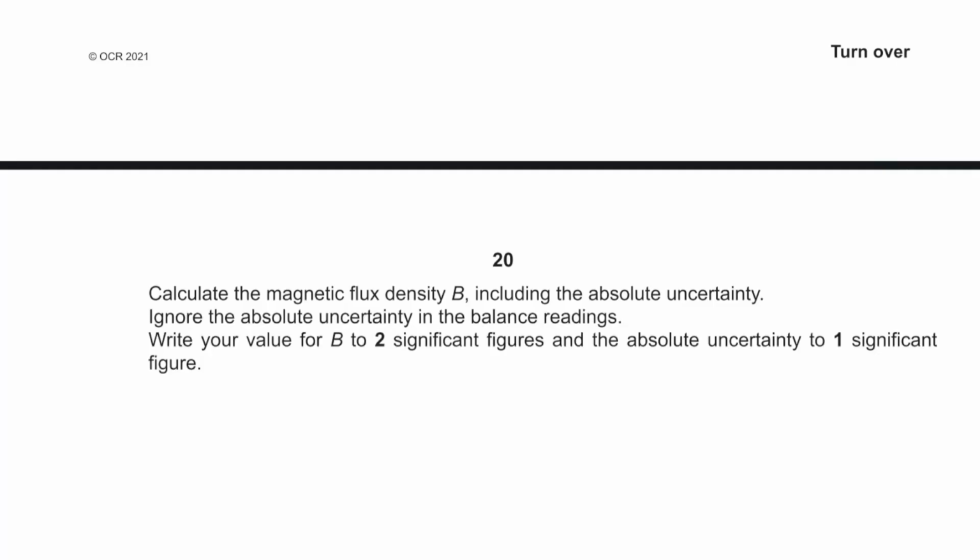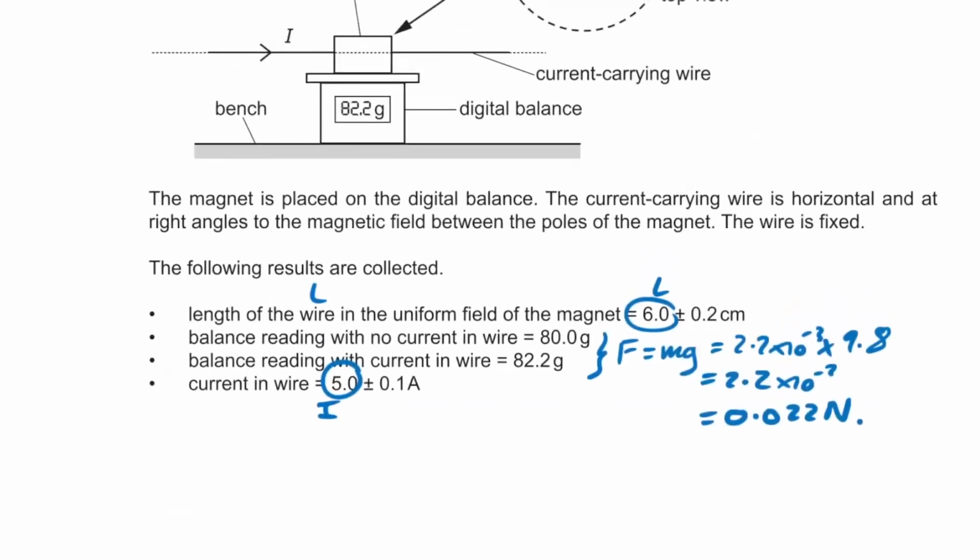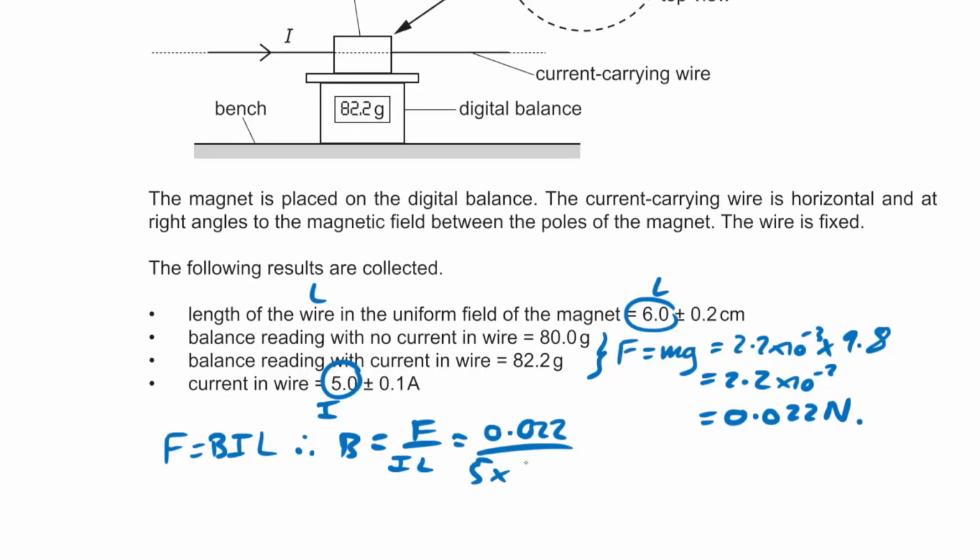So let's ignore the absolute uncertainty in the balance readings. Is there an absolute uncertainty in the balance readings? Don't think there is. Well, we can assume there is, whatever. So F equals BIL, therefore B is equal to F over IL. So that is 0.022 divided by 5 times 6 centimeters, so 0.06. In other words, 0.022 divided by 0.3, and we end up with 0.073. They say 0.072, but that's just rounding error, and that is in tesla.